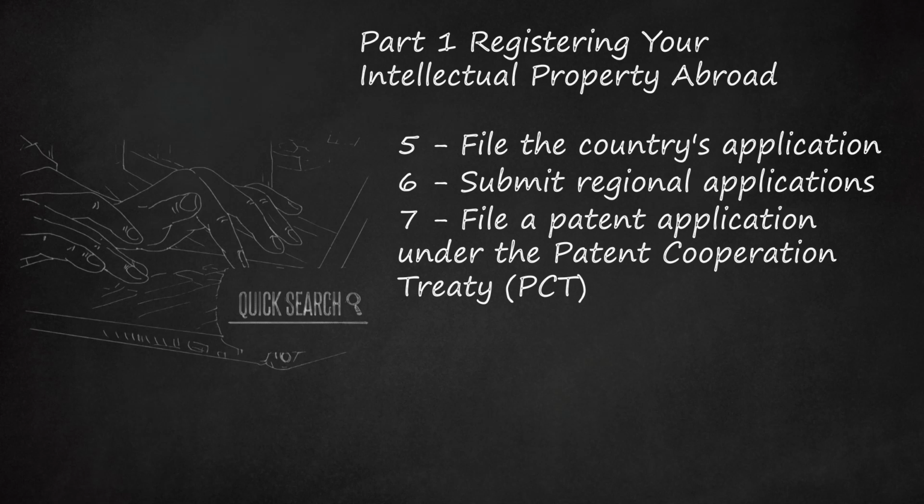During the national phase, you will need to communicate directly with each national or regional office in order to receive protection. You will have to pay each national or regional patent office's application fee. In addition, you will have to translate your application into each country's language. In some countries, you may also have to appoint a designated patent agent. It is up to you to contact each national or regional office to submit your international application.